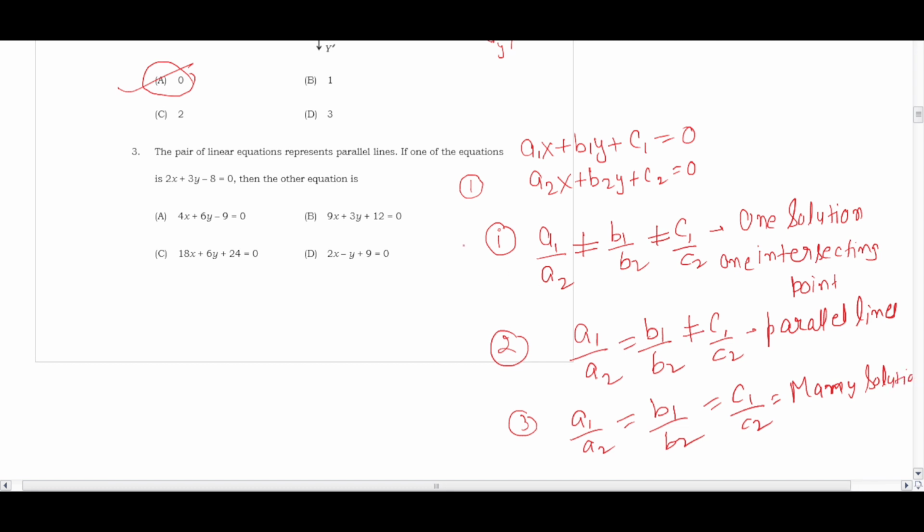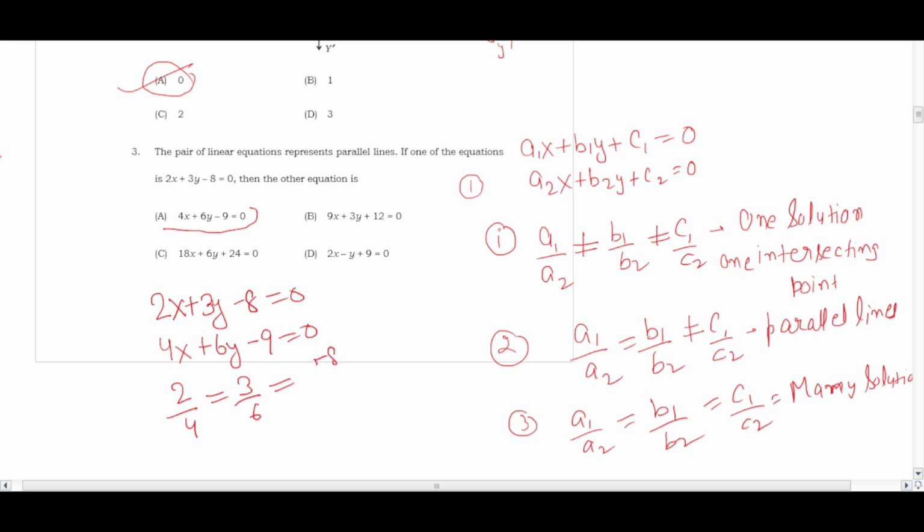Okay, then here, given 2x plus 3y minus 8 equals 0. First you will take the first option, 4x plus 6y minus 9 equals 0, because this question only goes by the options. Okay, then here 2 by 4 equals 3 by 6 equals negative 8 by negative 9.